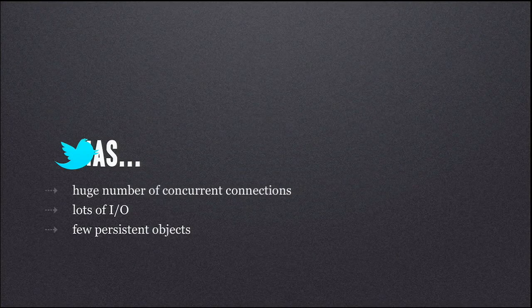I have a slew of problems on my team. First off, we have a huge number of concurrent connections coming into Twitter. On an off day, we're handling a couple 100,000 requests a second to our infrastructure. We're pumping out a lot of I/O. If any of you has ever played with our Firehose, on an off day, you're talking about tens of megabits coming out of our Firehose at any given time, all being pushed out as quickly as we possibly can. And we have very few persistent objects. That's basically the definition of a server workload.